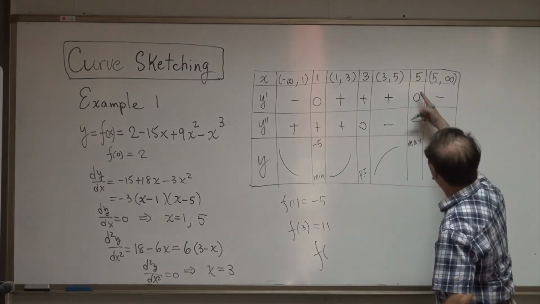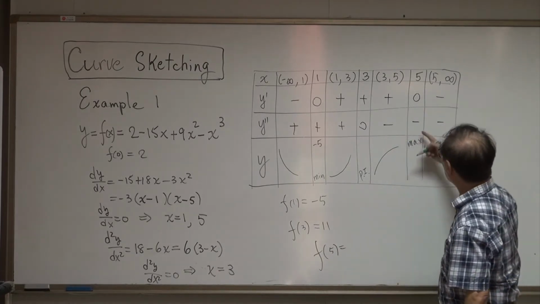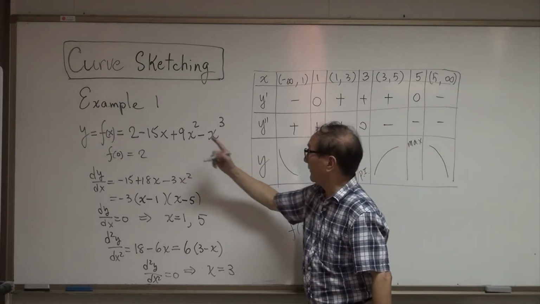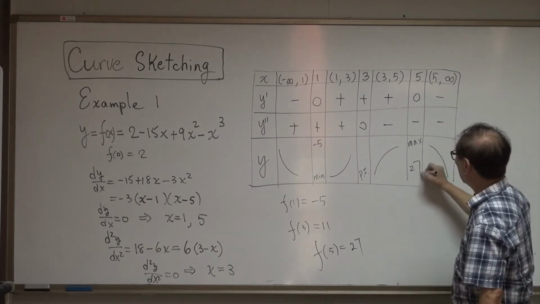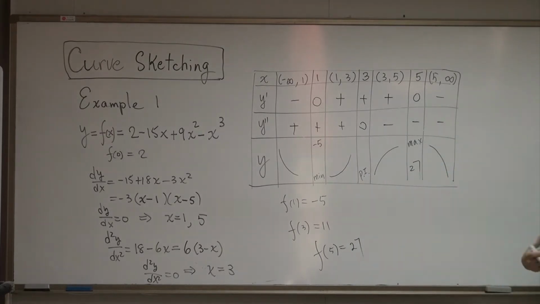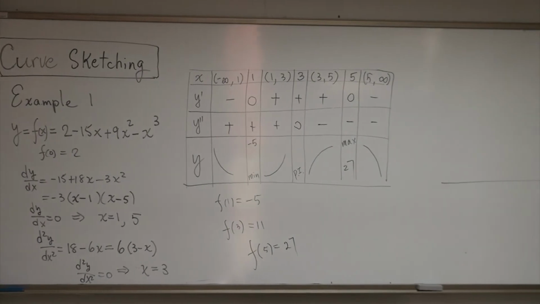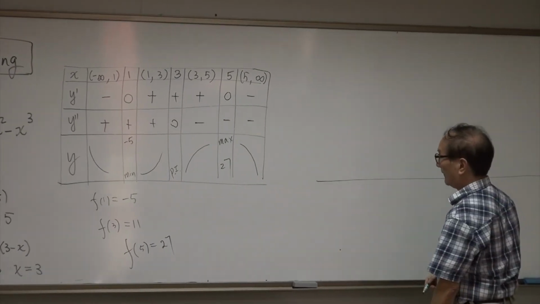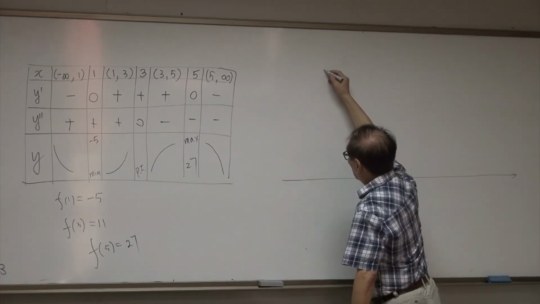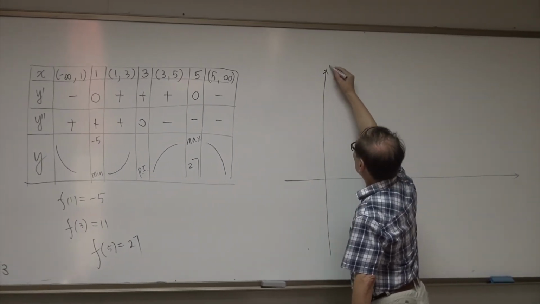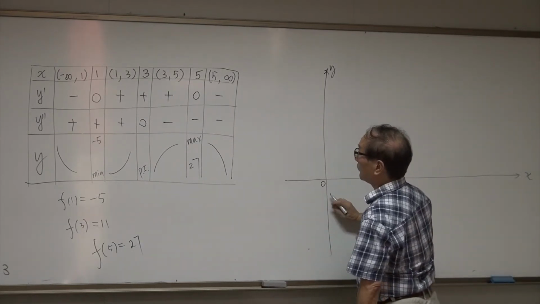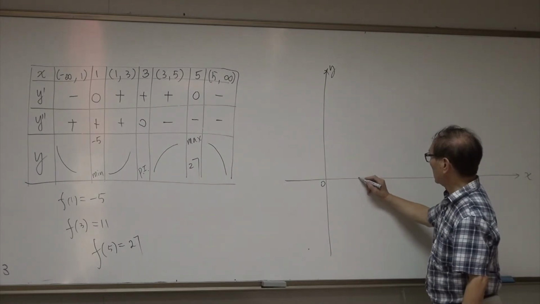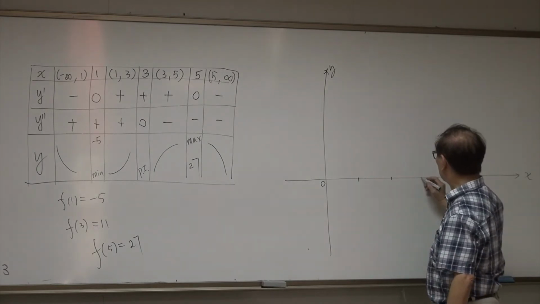And f of 5, you plug the value into the polynomial. So this is equal to 27. Then finally we join all the pieces of information into a picture. This is y, this is x, this is 0, and 1, 3, 5.